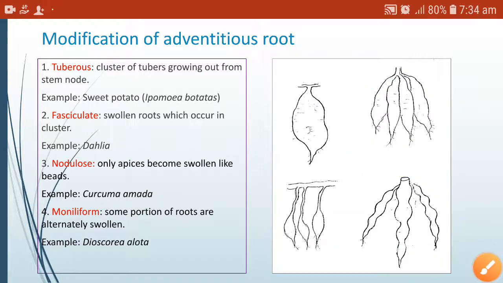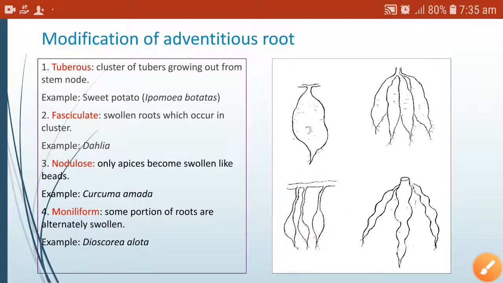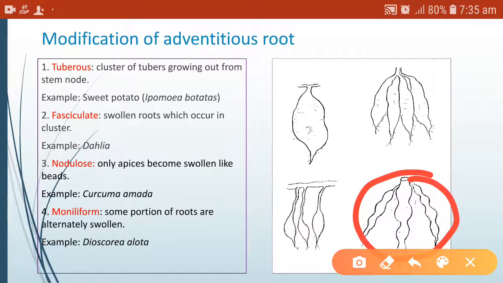Next, nodulose, usually the apex will become swollen like beads. Here the apex will be swollen. Next, the moniliform. Here some portions of the root will be swollen alternately. Here alternately it will be swollen. Example, Dioscorea alata.